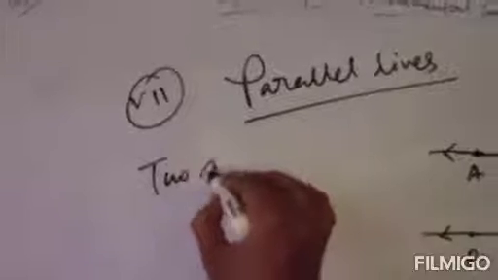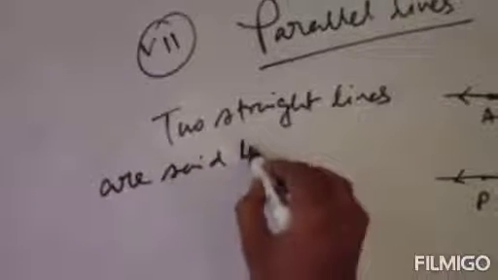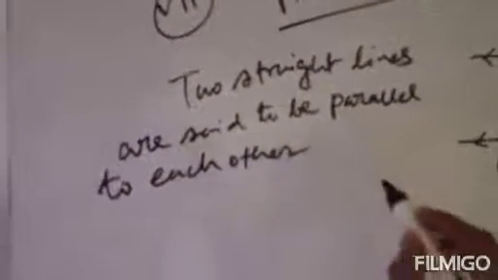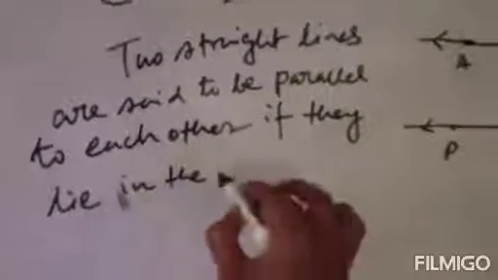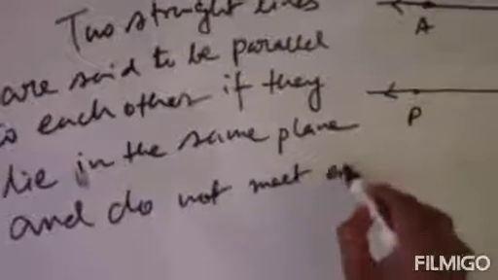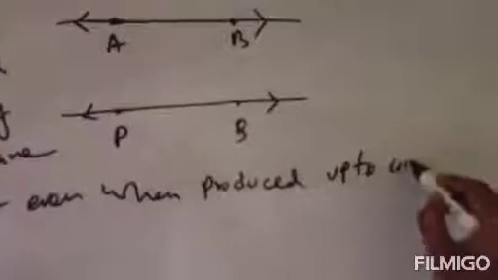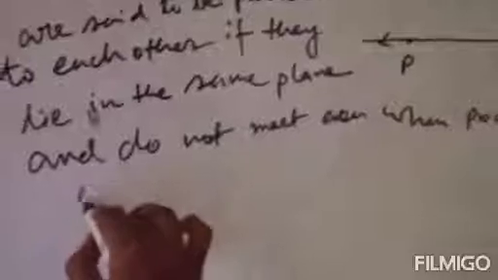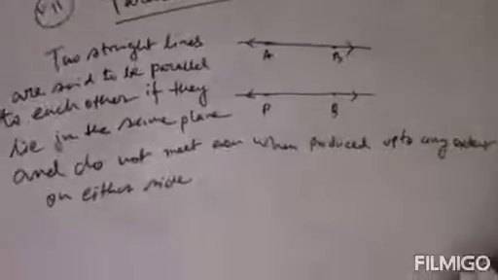So two straight lines are said to be parallel to each other if they lie in the same plane and do not meet even when produced up to any extent on either side. That means two straight lines are said to be parallel to each other if they lie in the same plane, that is the number one condition, and they should not meet even if you produce these two lines up to any extent.